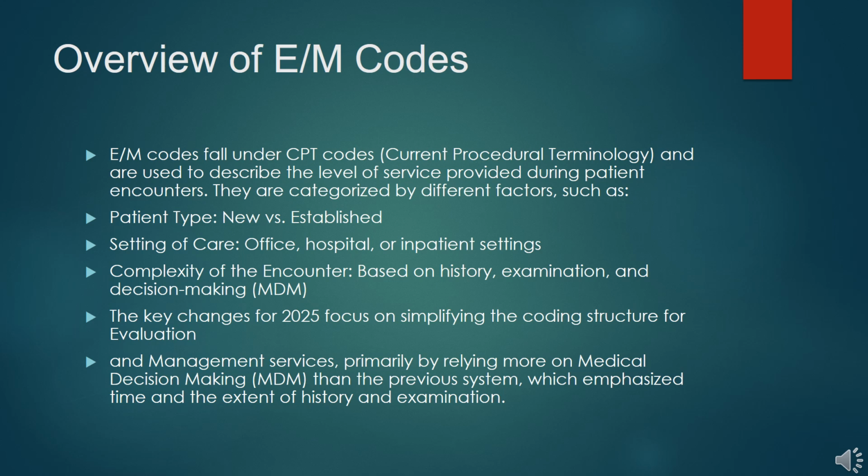Overview of EM codes. EM codes fall under CPT codes, Current Procedural Terminology, and are used to describe the level of service provided during patient encounters. They are categorized by different factors such as patient type (new vs. established), setting of care (office, hospital, or inpatient settings), and complexity of the encounter based on history, examination, and decision making (MDM). The key changes for 2025 focus on simplifying the coding structure for evaluation and management services, primarily by relying more on medical decision making (MDM) than the previous system, which emphasized time and the extent of history and examination.